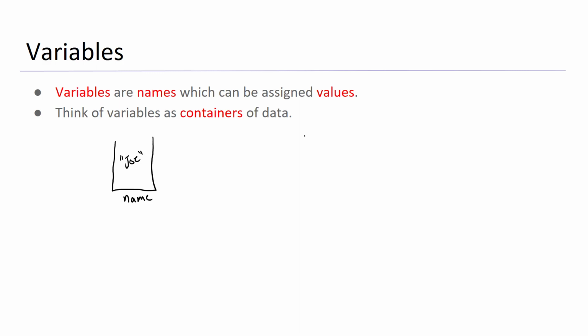Similarly, I can have a box which holds some number, for example 24, and let's say that this 24 represents the number of students in some class or some group. The name of this box is what we call the name of the variable, and the data inside this box is the value of the variable.